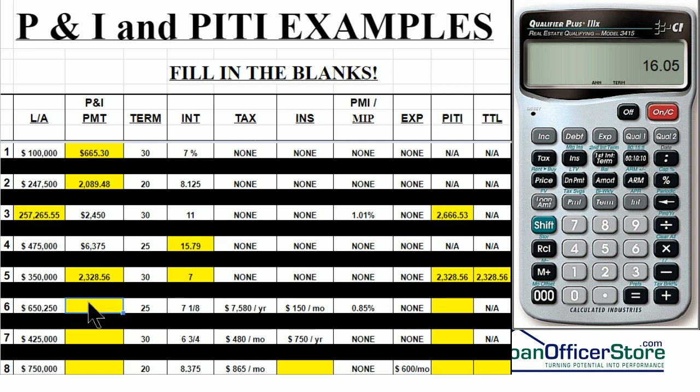All right, so let's go on to number 6. Number 6 here, now we have a little bit more challenging. We have the loan amount. We're solving for the P&I, and we're also going to solve for the PITI payment. The reason why I don't have a total in there is because, think for a second, what type of property are we not buying here?